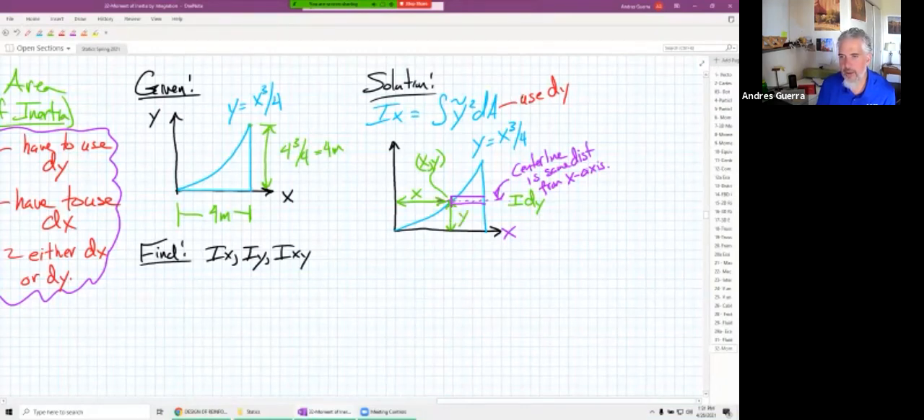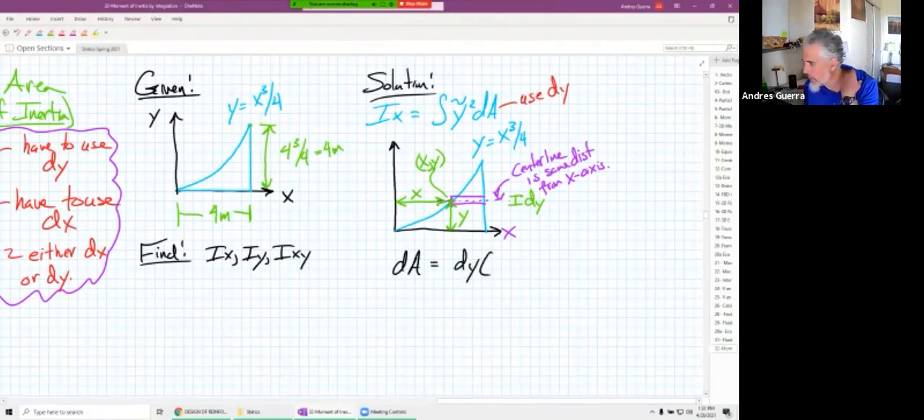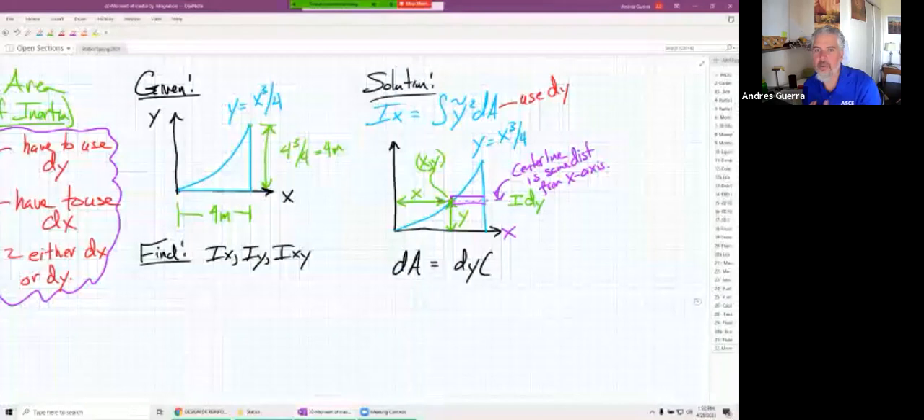So now that we have this drawn, we can start to figure out what is y tilde and what is dA. Well, let's start with dA. dA is just the area of that differential element. So it has a height of dy, but what is the width? Oh, is it 16 meters? 4 cubed?